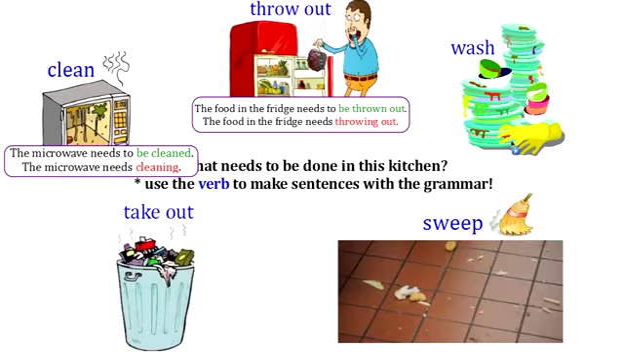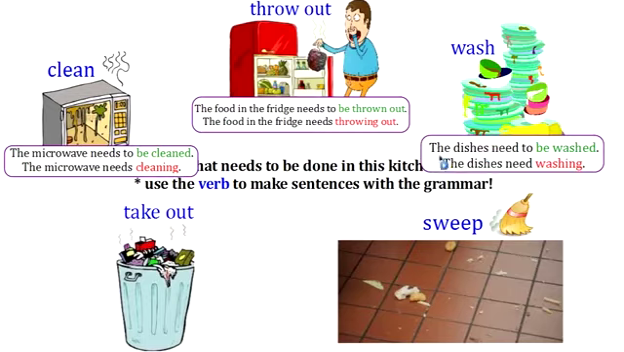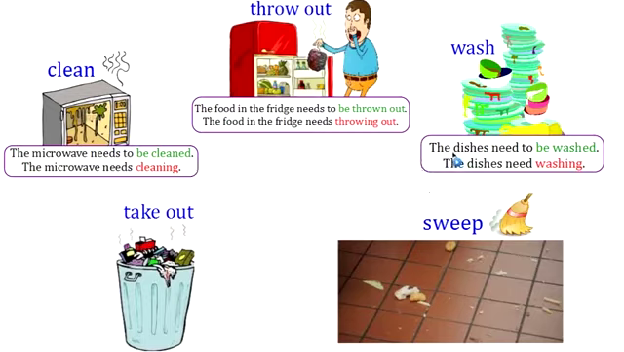What can we say about these dishes? Well, we can say that the dishes need to be washed, right? Or the dishes need washing. So both of these are okay. Let's look at the floor. The verb is sweep, so this is the action to sweep.